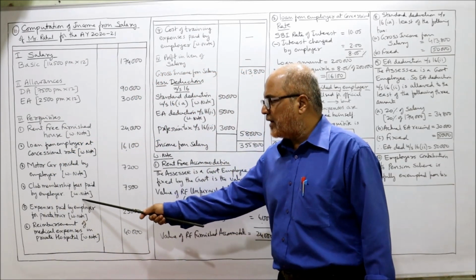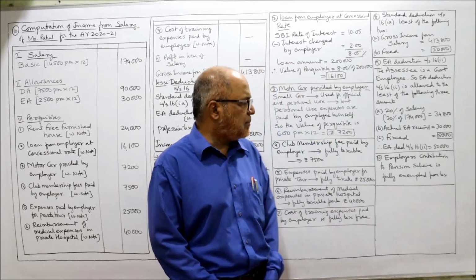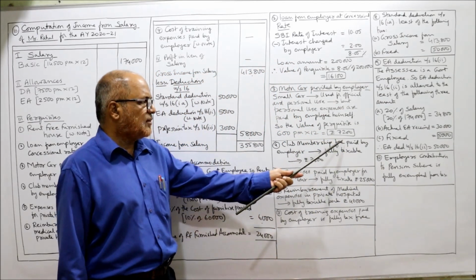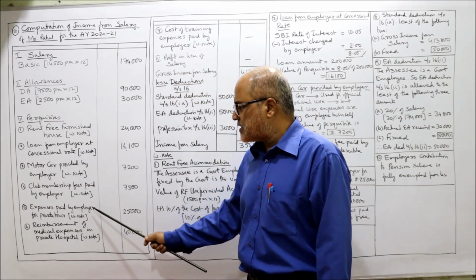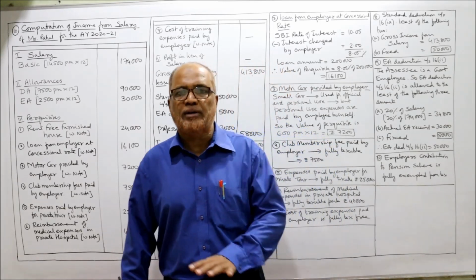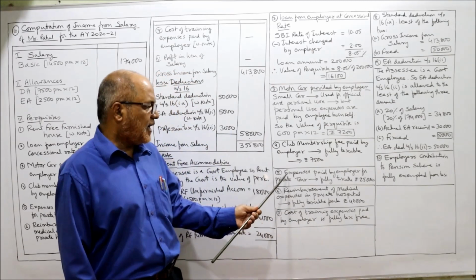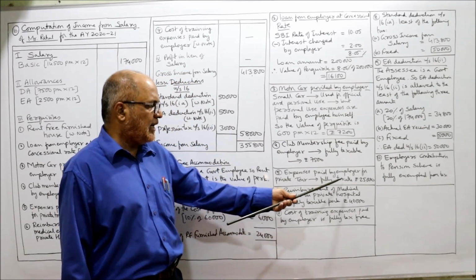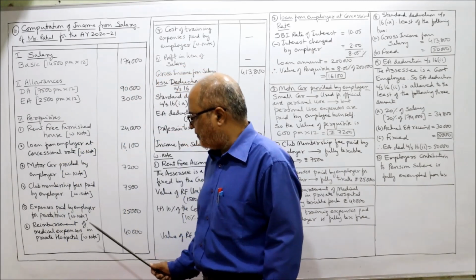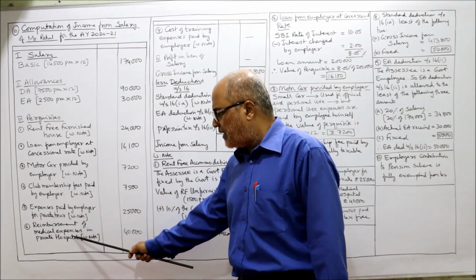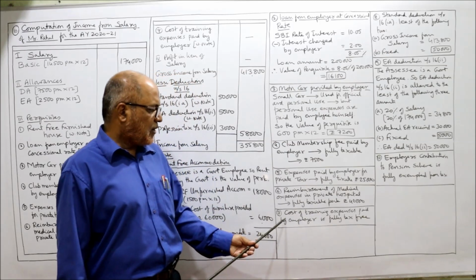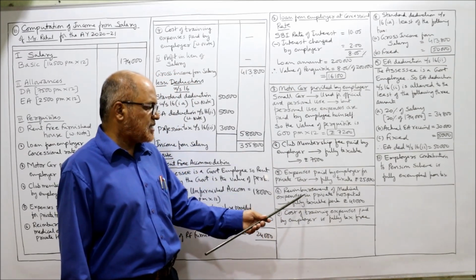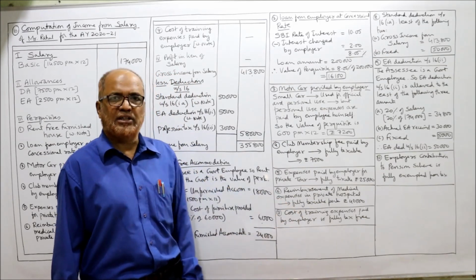Club membership fee paid by the employer, fully taxable, 7,500. Then expenses paid by the employer on a private tour, fully taxable, 25,000. Then reimbursement of medical expense in a private hospital, fully taxable, 40,000.